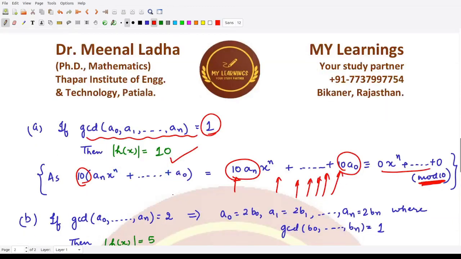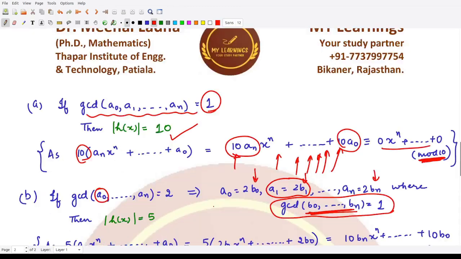Similarly, if the GCD of the coefficients of this polynomial is 2, what do we mean by GCD? They have 2 in common. So if the coefficient a0 is 2 into some number b0, a1 is 2 into some other number, say b1, a2 would be 2 into b2, and so on, an would be 2 into bn, where all of these numbers b0, b1 up to bn do not have anything in common, so their GCD is equal to 1. In that case, the order of h(x) is 5.